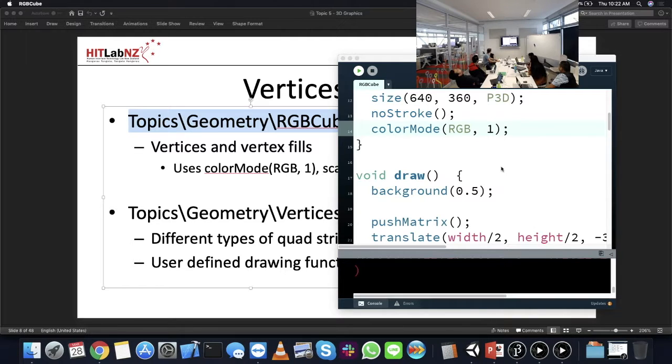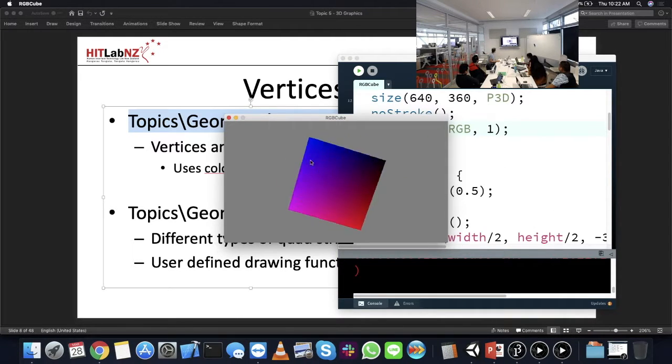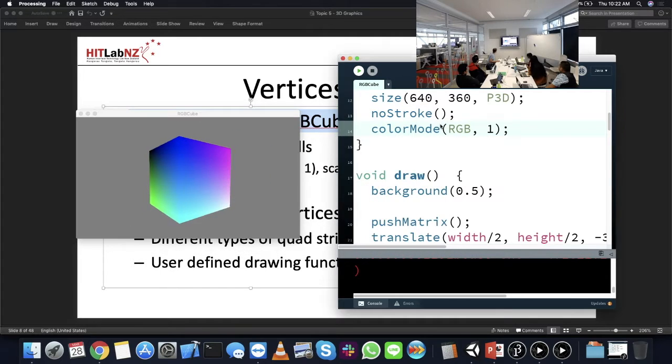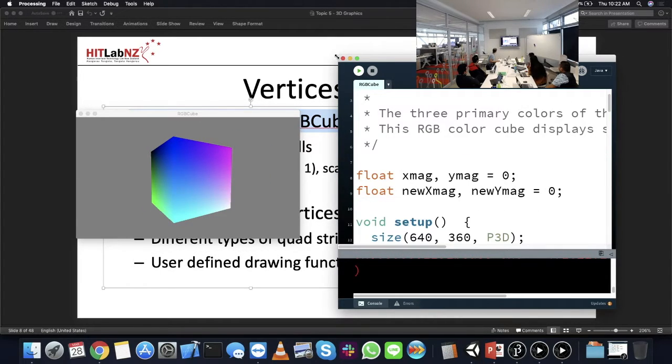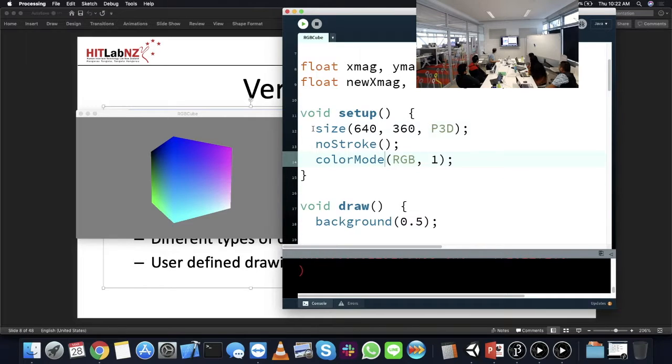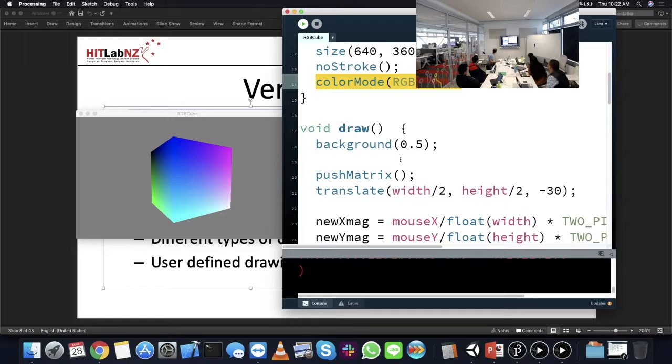So this is a slightly more complicated example than we have looked at so far, but it's actually not that bad. So we set up our background, our renderer. We turn off strokes so we don't get the lines dividing or the outlines for each side, and we set our color mode to 1, so it goes between 0 and 1 rather than 0 to 255.